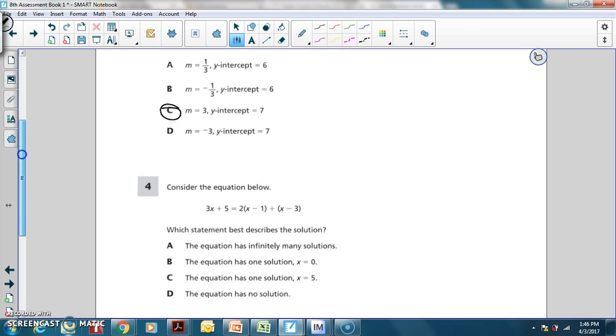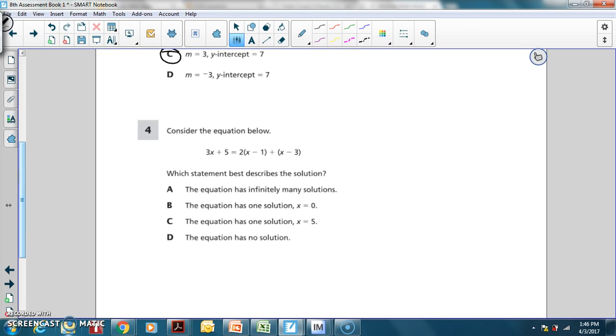Okay, let's go down to number 4. Consider the equation below. 3x plus 5 equals 2 times x minus 1 plus x minus 3. Which statement best describes the solution? Do we have many? Do we have one solution? Or do we have no solutions? Well, let's first start by simplifying this a little bit. We'll distribute the 2 to the x. So that's 2x. 2 to -1 is minus 2 plus x minus 3.